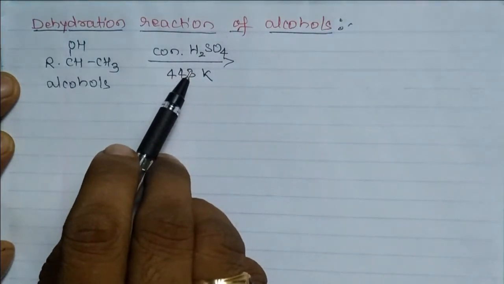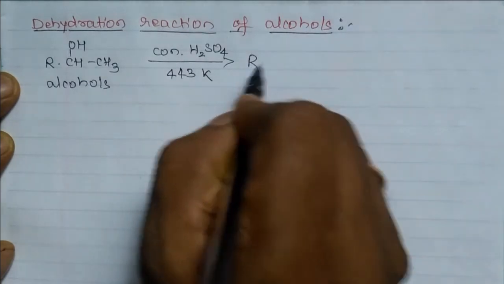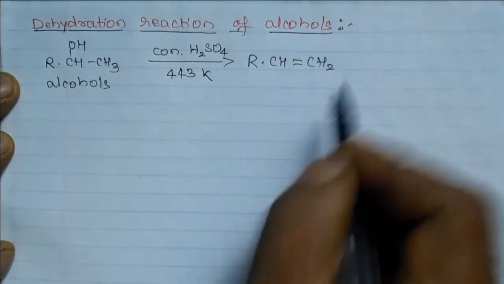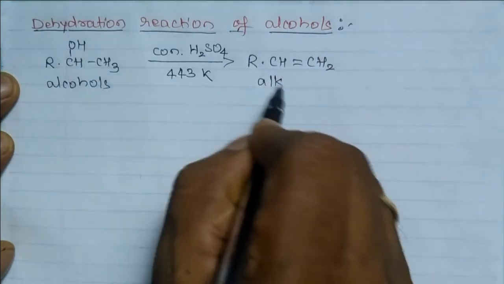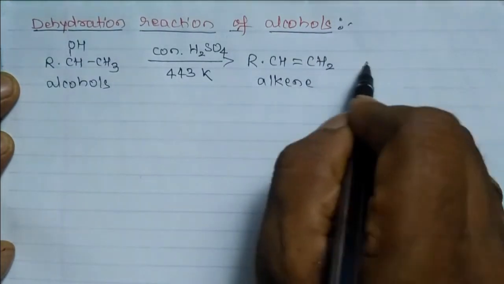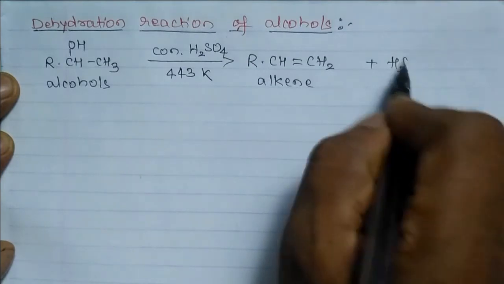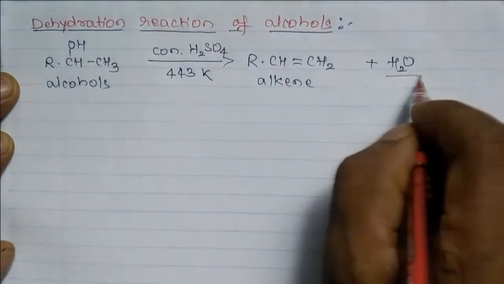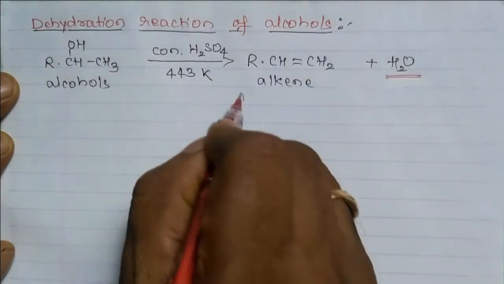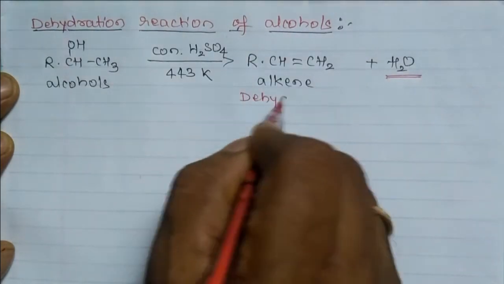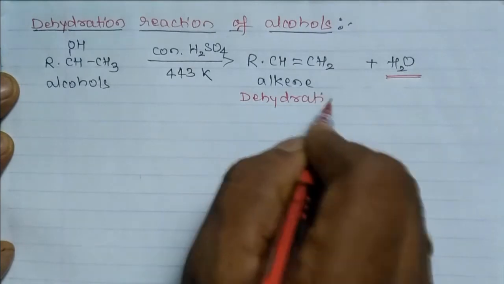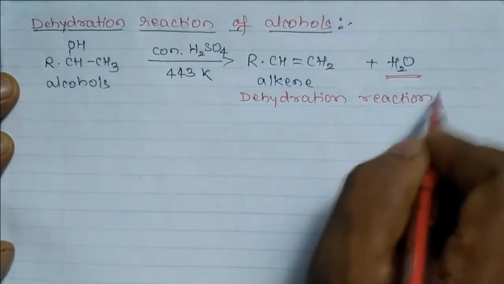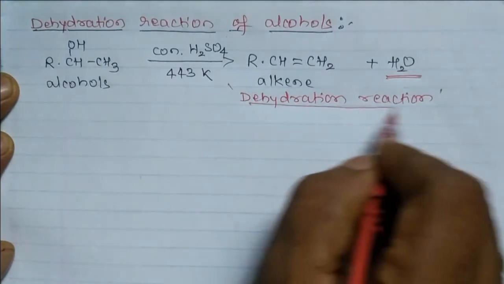Dehydration takes place, forming alkene. Removal of water molecules takes place. You're going to get an alkene plus H2O. This reaction is called a dehydration reaction. A molecule of water is eliminated, so this reaction is called a dehydration reaction, because it loses a molecule of water.